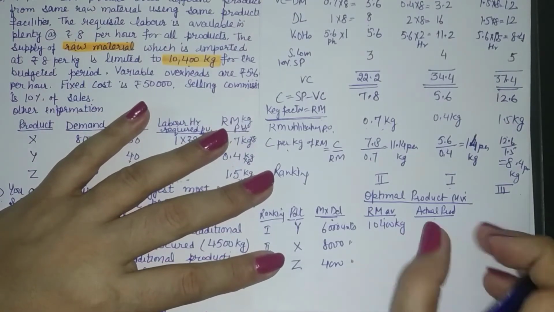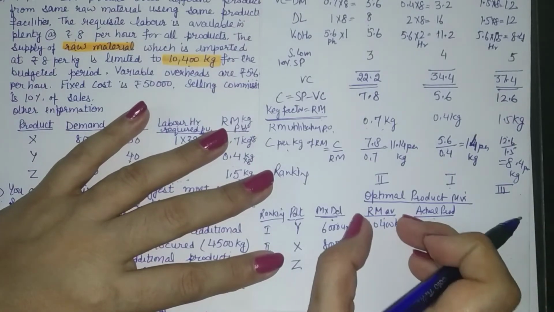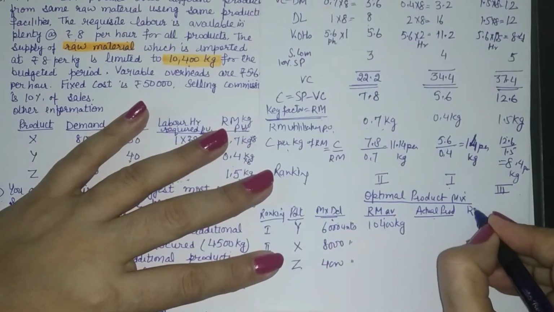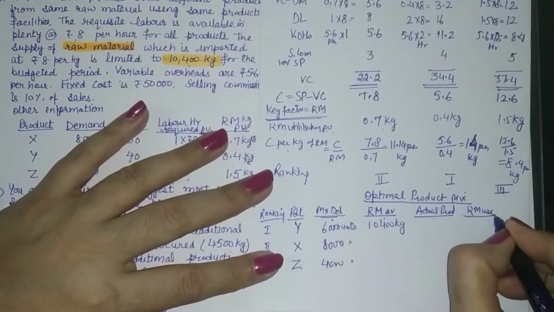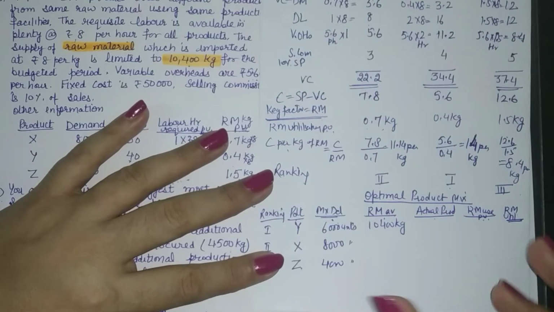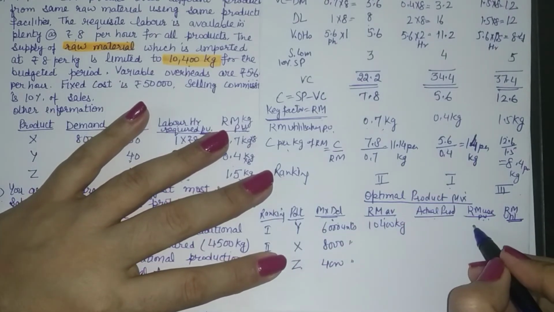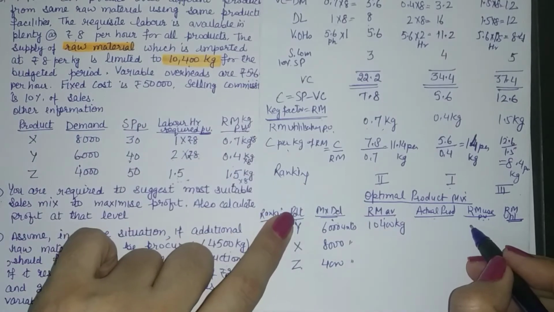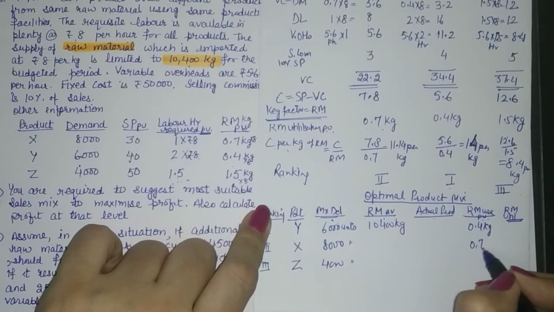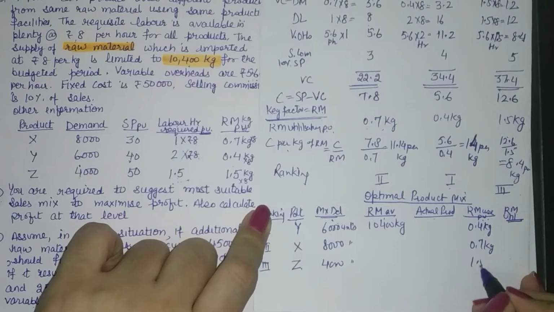Now we are not only to go for production, but we are to utilize this raw material wisely. So our next column will be how we are going to use raw material, use per unit and overall raw material utilization. Then how much material is used for Y, X and Z. So we know that raw material utilization for Y is 0.4 kilogram. This is 0.7 kilogram and this is 1.5 kilogram.